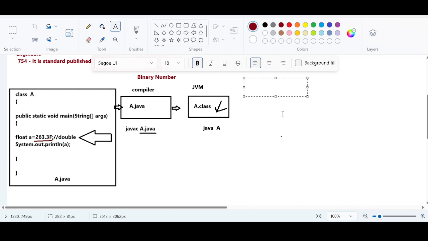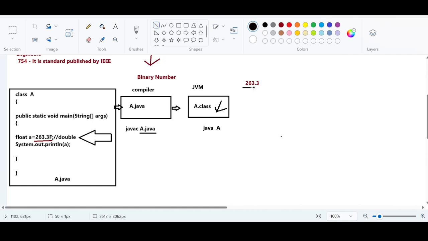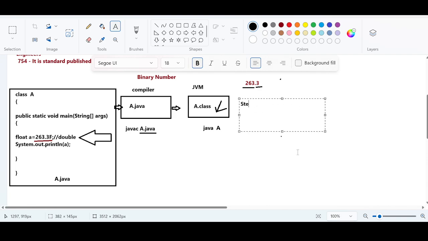We are understanding what is IEEE standard. So this is the value 263.3. If I ask you, this value can be divided into two parts. One is the integer part, and the second one is the fractional part. Okay, first step number 1.